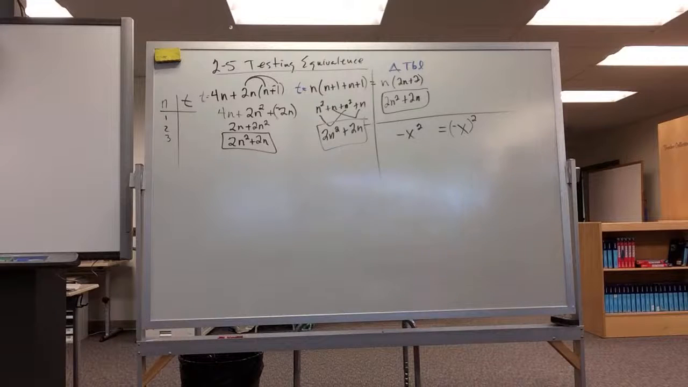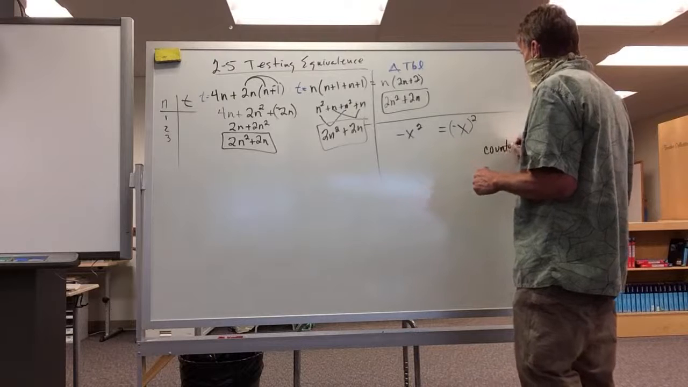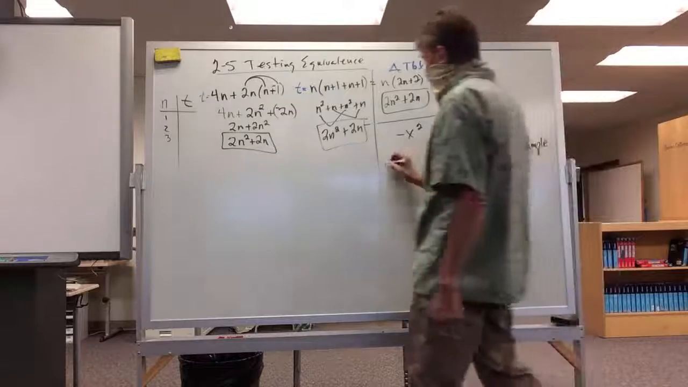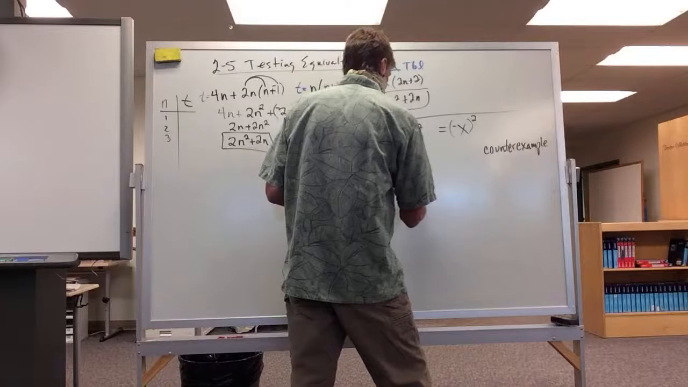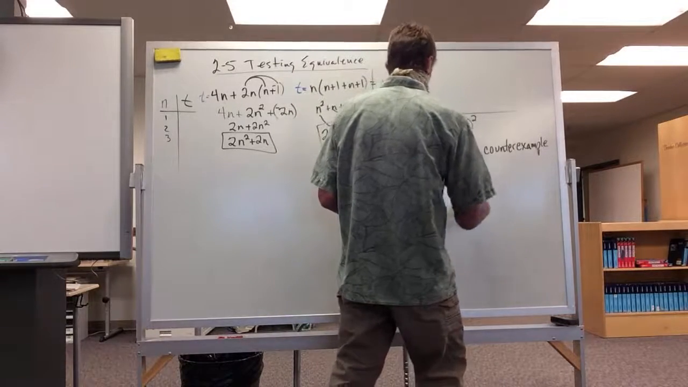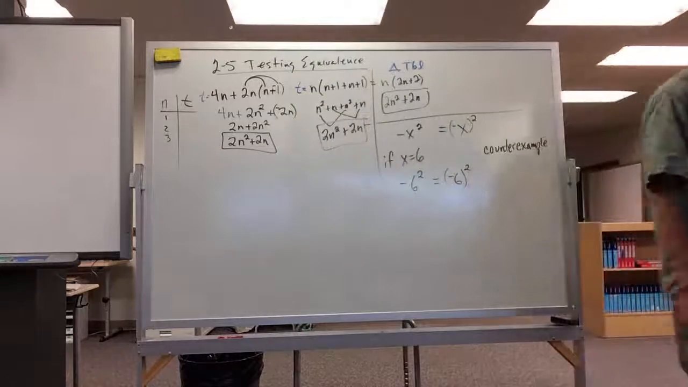Yeah, what is a good thing to do with this is just pick a number. Because if we can pick a number and show that they're not equivalent, then we have what is called a counterexample. We've heard this before, we're going to hear it again. So, if x is equal to 6, then negative 6 squared, is that equal to negative 6 quantity squared?